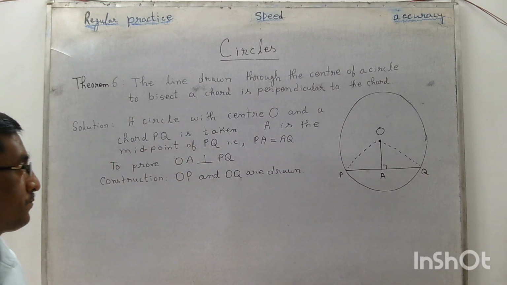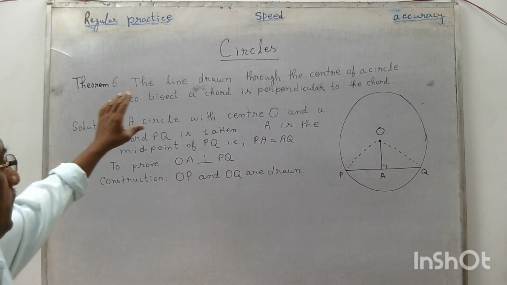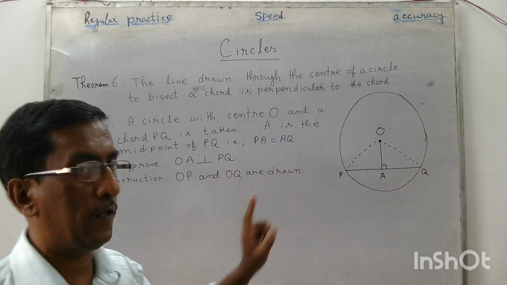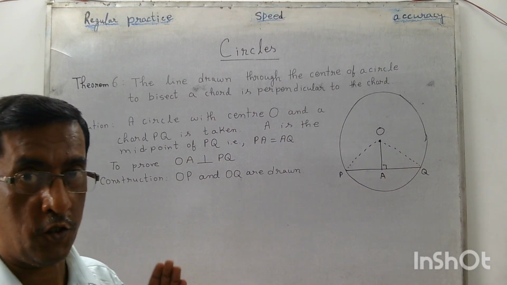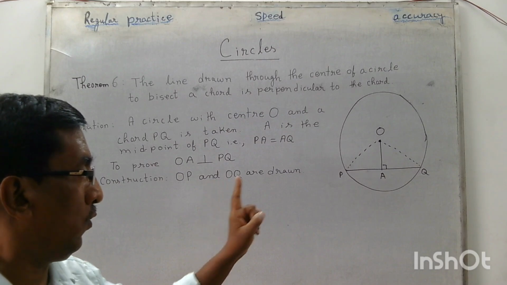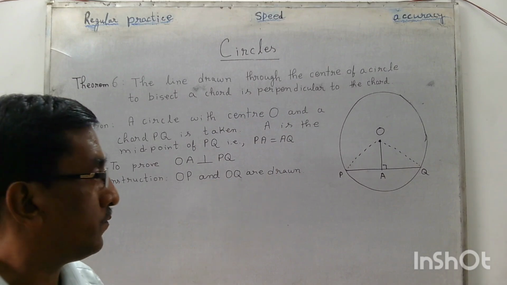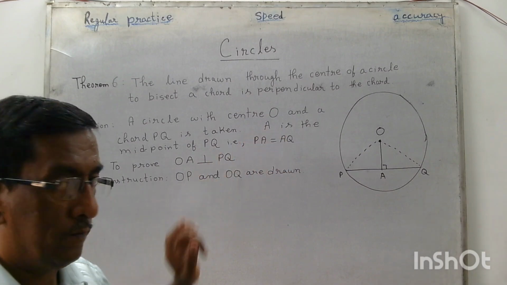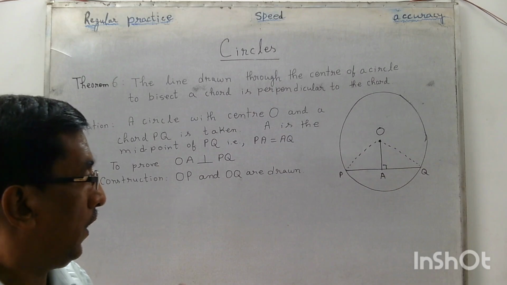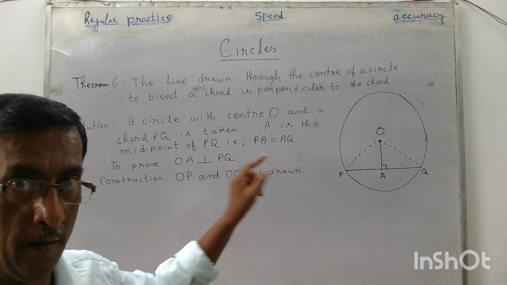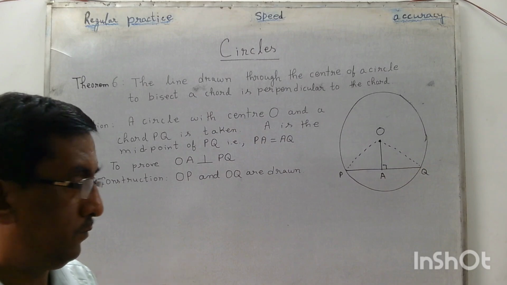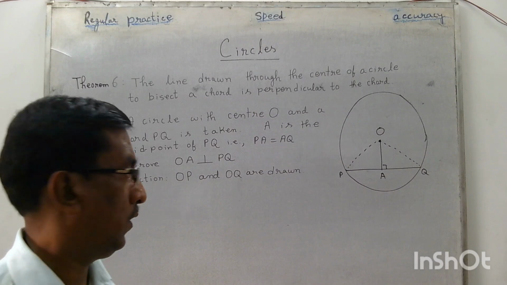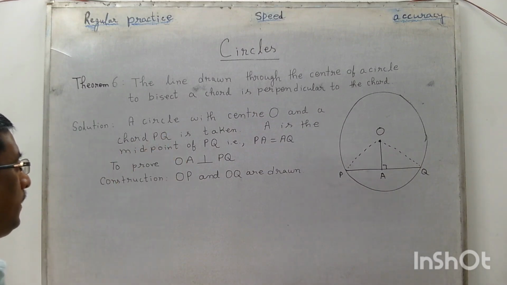Now you see, from the statement, what is clear? That PA equals to AQ. This is the given condition. PA equals to AQ, that means A is the midpoint of PQ. From the center O, a line is drawn to PQ which touches PQ at A. We have to prove that OA perpendicular PQ. So I have written the necessary steps.